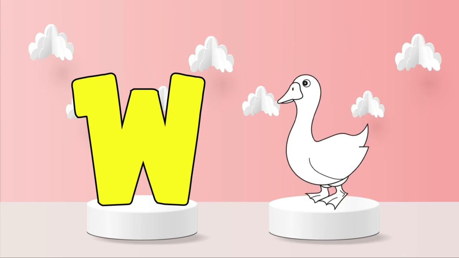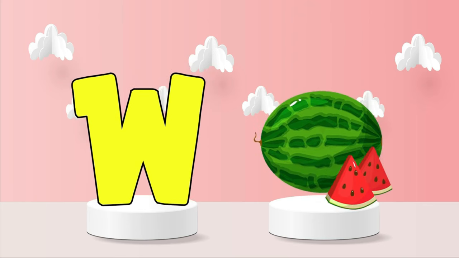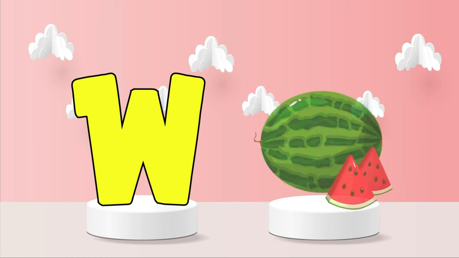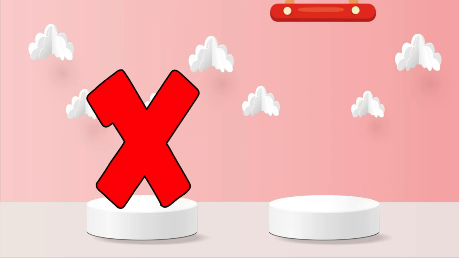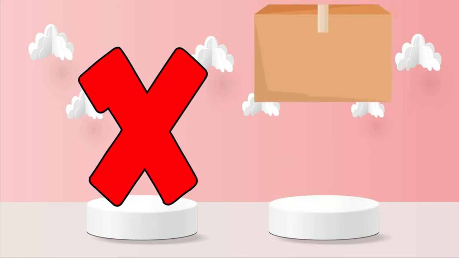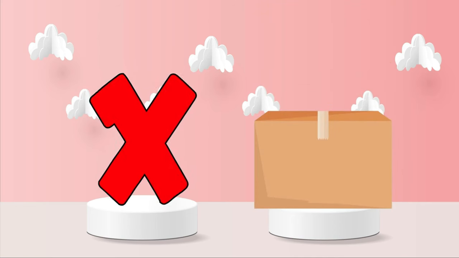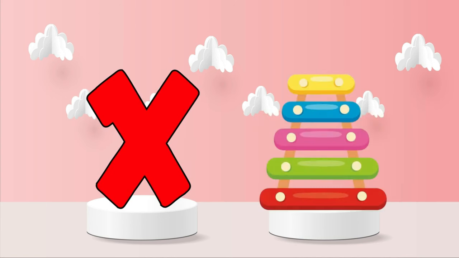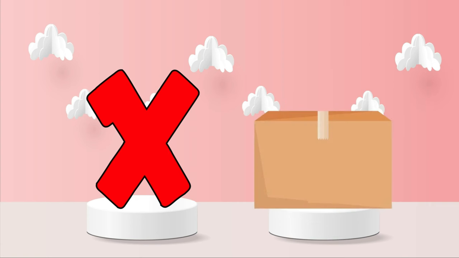W is for white, w w white. W is for watermelon, w w watermelon. W is for w w w w white. W is for w w w w watermelon. X is for xylophone, z z xylophone. X is for Xbox, x x Xbox. X is for z z z z xylophone. X is for x x x x Xbox.